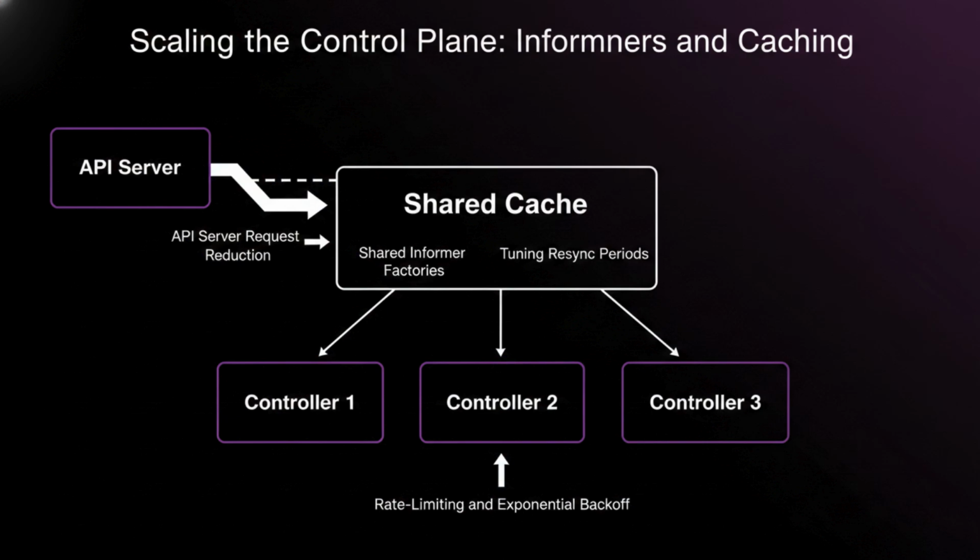We must also optimize our worker queues to handle concurrent processing of events. By implementing rate limiting and exponential backoff in our controllers, we ensure that the system remains stable even under heavy load during a global scaling event.